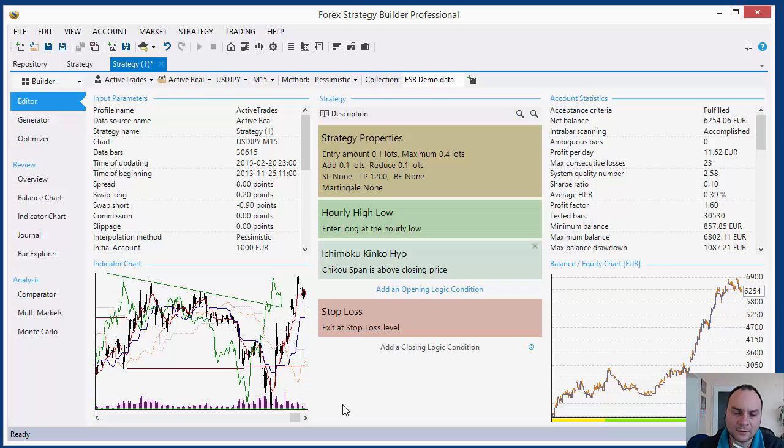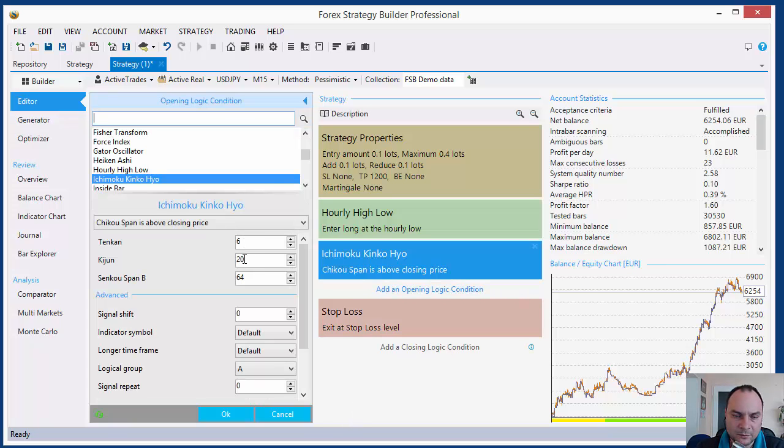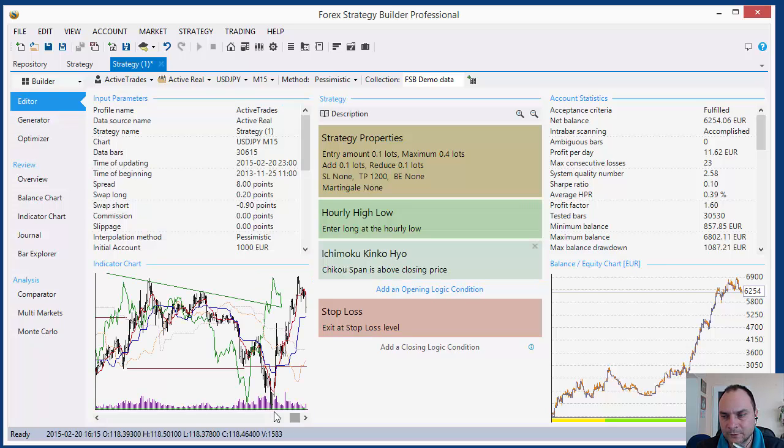No, this doesn't work very well. What do I have for Ichimoku? The Chikou span is above the closing price. It's okay, the parameters look good. What to do with that strategy? The balance looks very good.